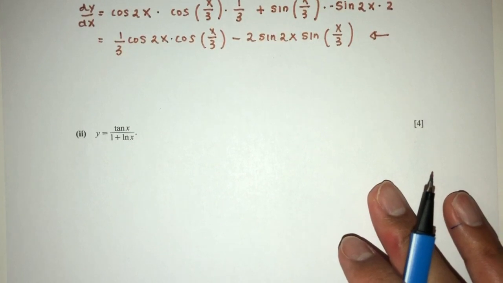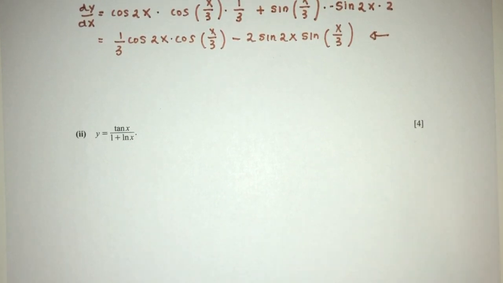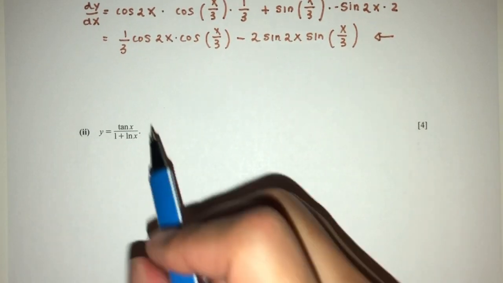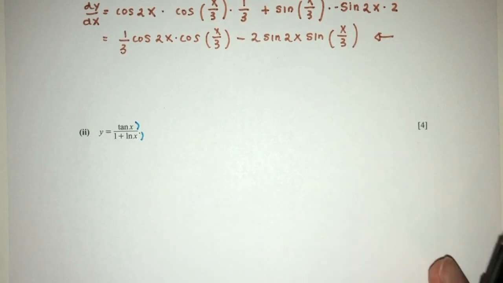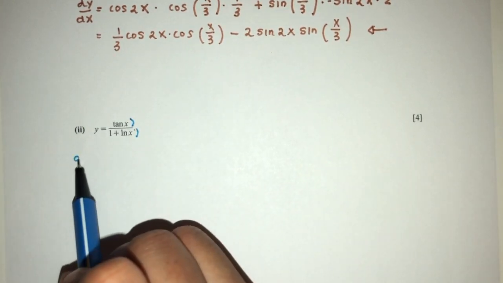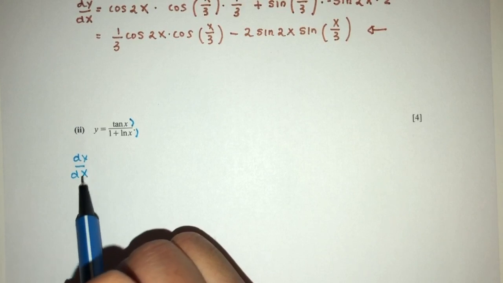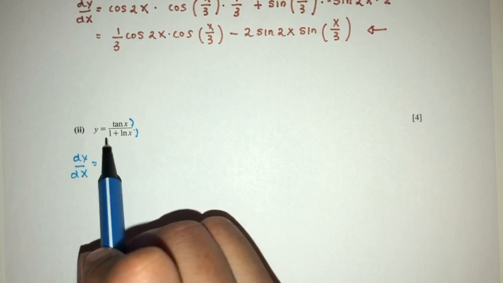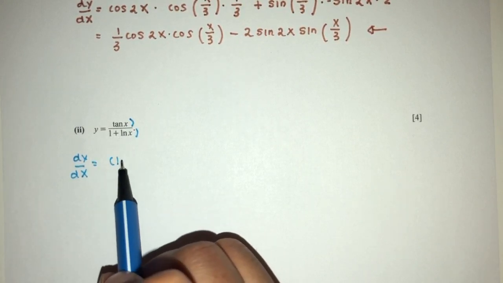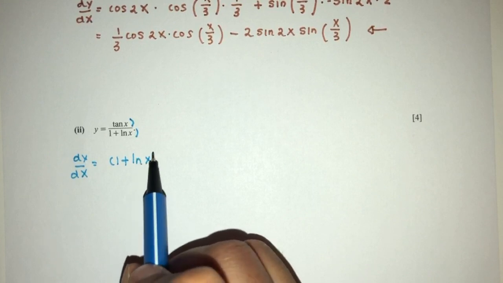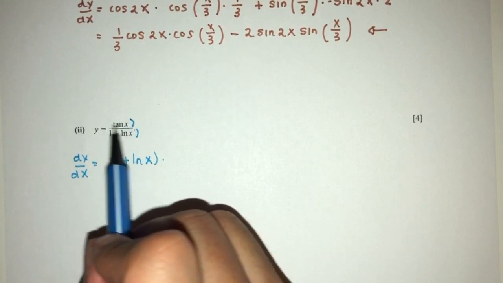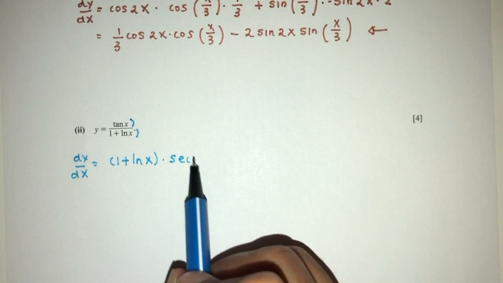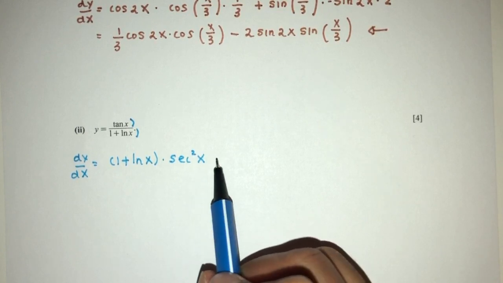Now let's move on to part 2 of the question. So here we can see we have a fraction. So when you have a fraction, we have to use the quotient rule. So dy by dx in this case will be what? First, write down the denominator as it is. That will be 1 plus ln of x multiplied by d by dx of the numerator. That will be sec square x.